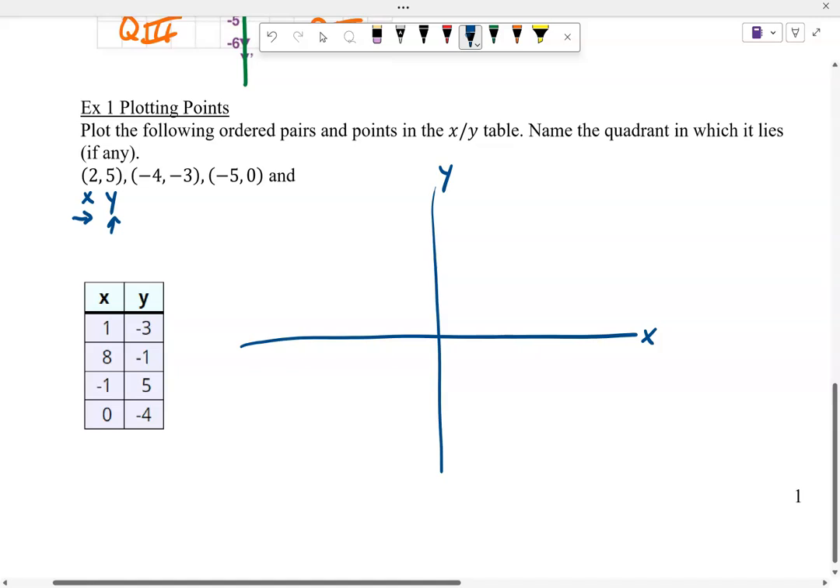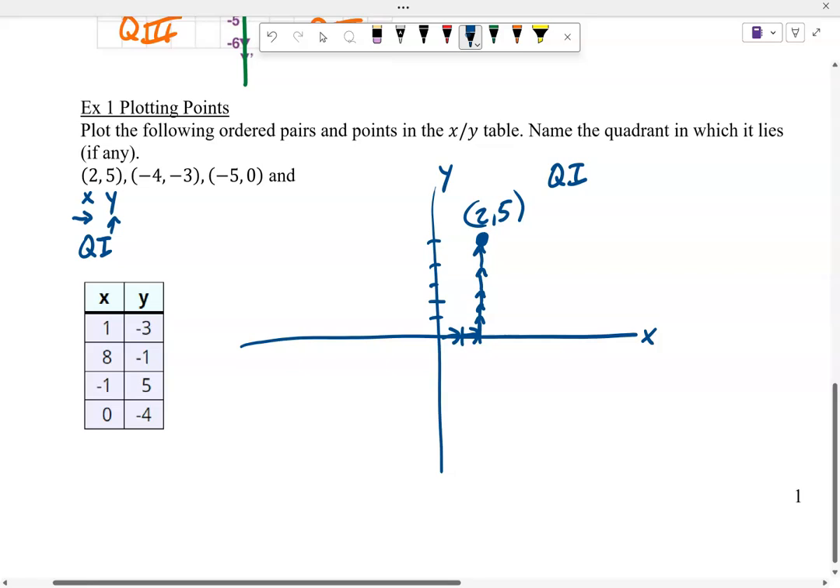So from the origin, I'm going to go right 2, and then I'm going to go up 5. 1, 2, 3, 4, 5. And there's my point 2, 5. And do you notice that this is in quadrant 1? So this is in quadrant 1.